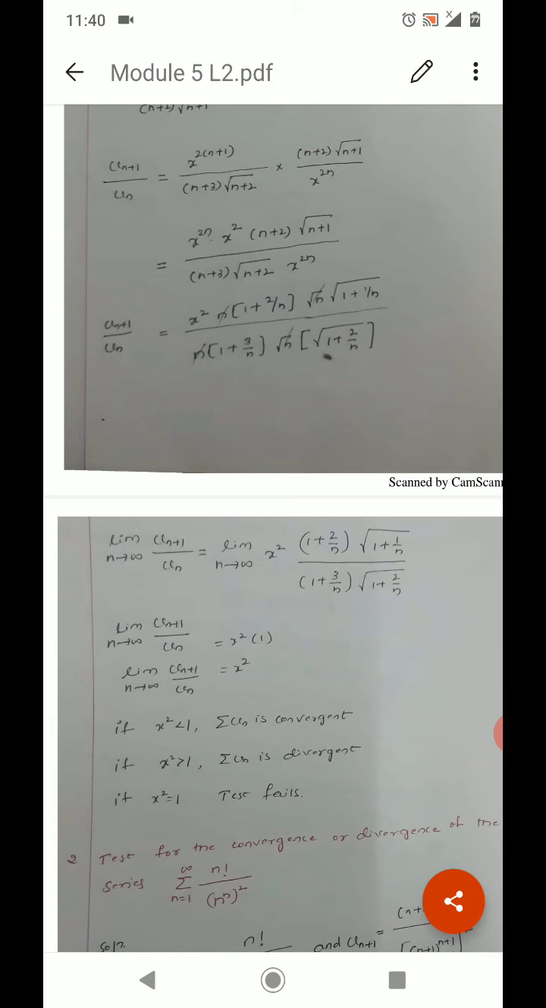So if x square is less than 1, then the given series will be convergent, and if x square is greater than 1, then the series is divergent, and if x square is equal to 1, then the test fails.